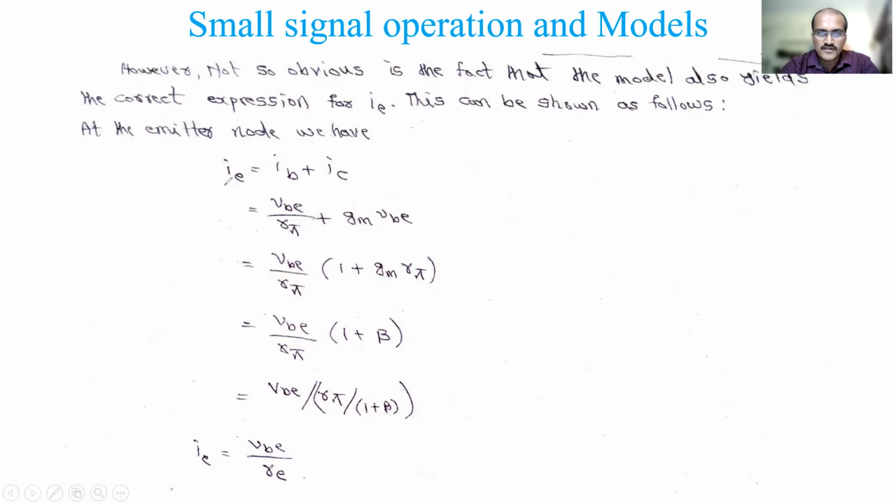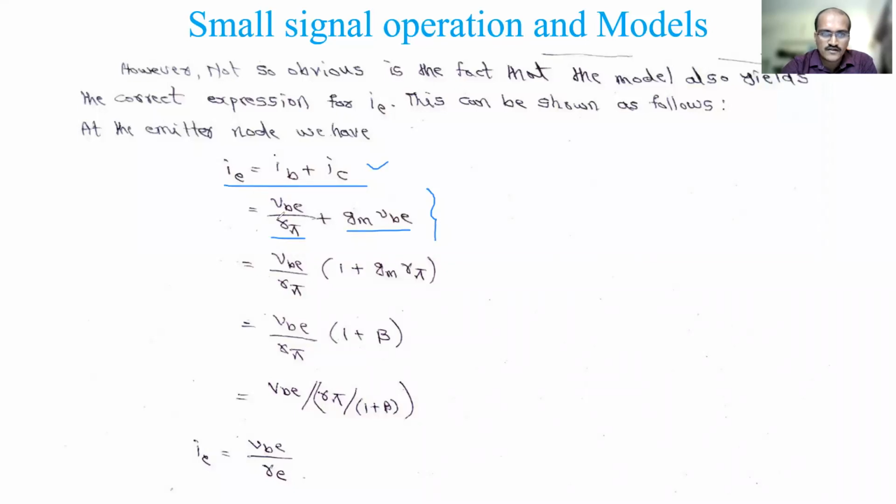The emitter current ie is given as the base current plus collector current, and this is a signal current, so all are small, both letters and subscripts. ie equals ib plus ic. We know from the previous diagram that ib is vπ by rπ, and ic is given as gm into vπ. This is the basic equation, with the substitution from the hybrid phi model only.